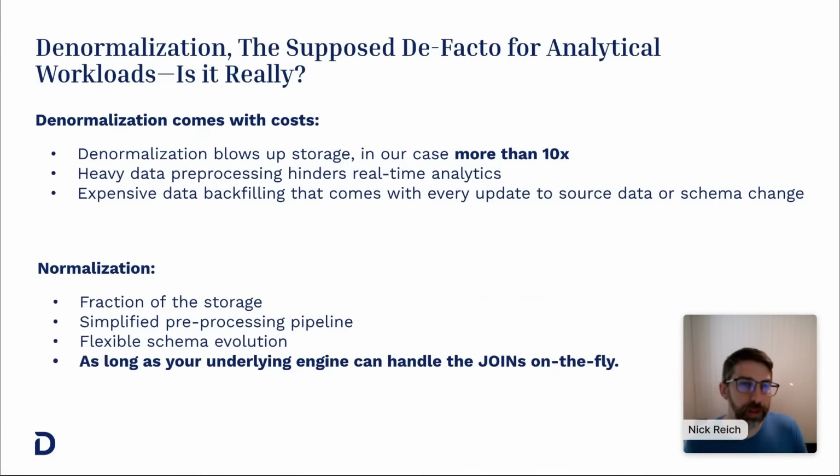With normalization, you're going to be storing much less data. You're not duplicating objects. You can have a much simpler pre-processing pipeline if you even have one at all. Schema evolution is more flexible. Adding a column, you don't have to redo that whole denormalized view of data. You just update that one table, and then everything is fine. But you can only get those benefits if the engine that you're using really handles joins well and is meant to handle them on the fly as part of the way that it was designed.